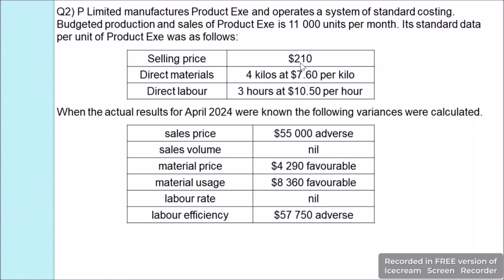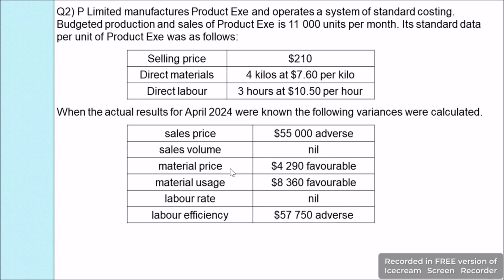Selling price is $210. Direct materials 4 kilos at the rate of $7.60 per kilo. Direct labor was 3 hours at the rate of $10.50 per hour. When the actual results of April 2024 were known, the following variances were calculated. Sales price variance was $55,000 adverse. Sales volume variance was nil.